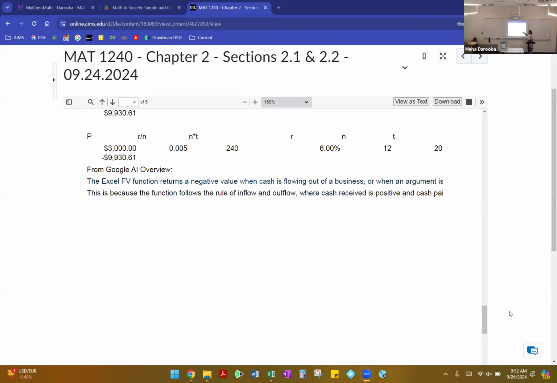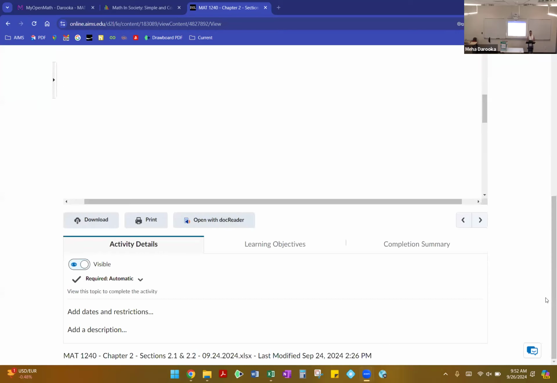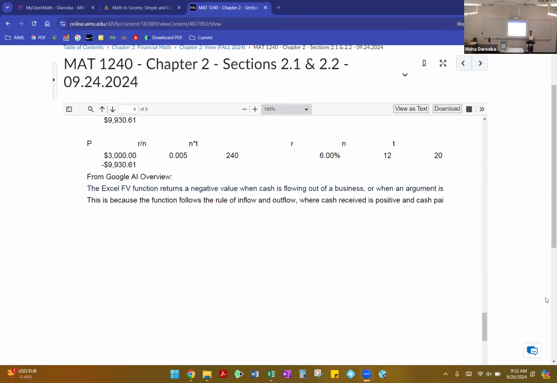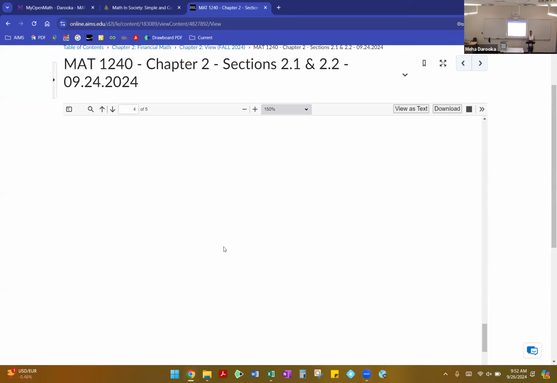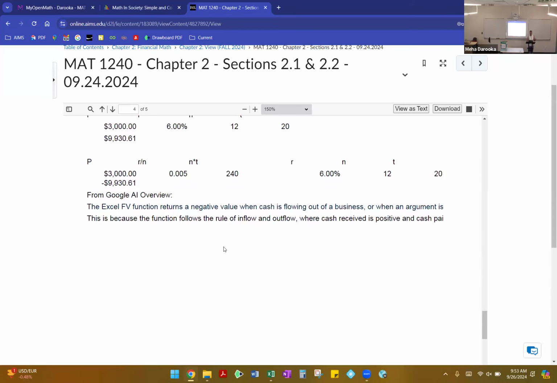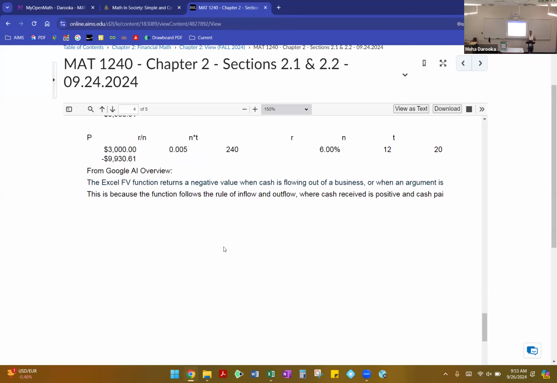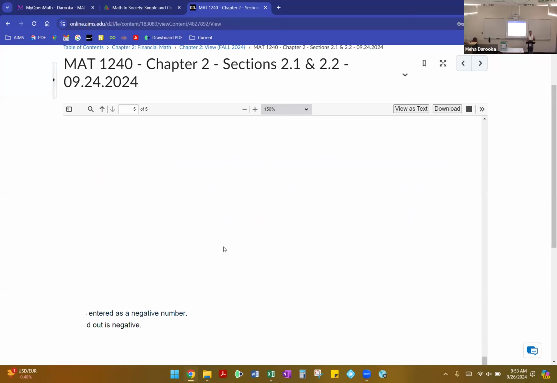Or when an argument is, where's my remaining sentence? Oh, when the argument is entered as a negative number, that will also give you a negative answer, which makes sense. This is because the function follows the rule of inflow and outflow, where cash received will be a positive number and cash paid will be negative.